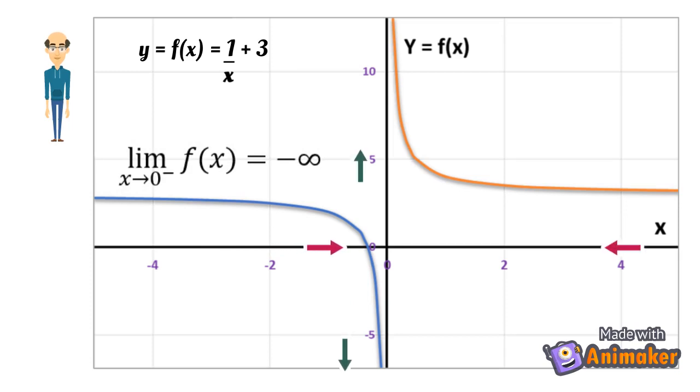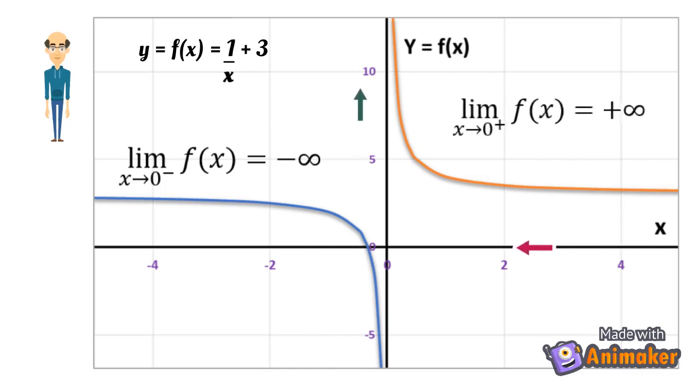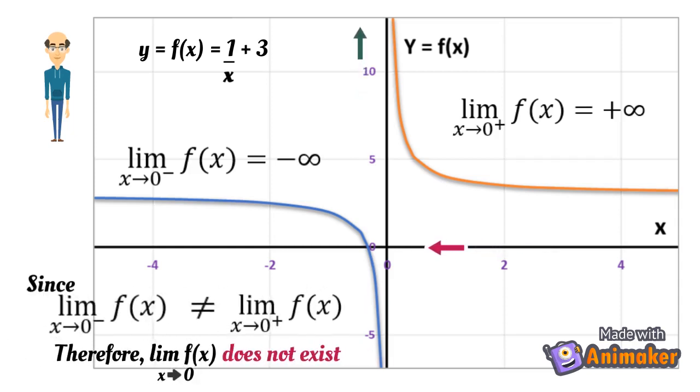And as x decreases from the positive side and approaches 0, the function spikes to plus infinity. So, the limit of f of x as x tends to 0 plus is plus infinity. And since these two limits are not equal, we would conclude that the limit of the function at x equal to 0 does not exist.